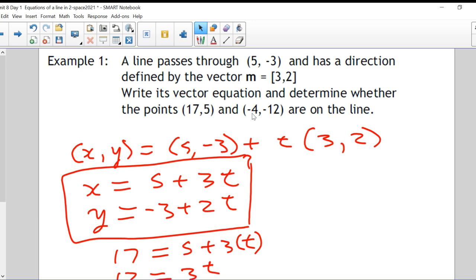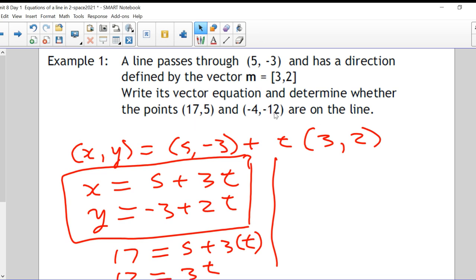What about the other point? What about the point (-4, 12)? Is that also on the line? Well, let's find out. By the way, I could have started off with the 5 first. I could have put the 5 into the y, got my corresponding t, which would still be 4, and plugged that 4 into the x parametric equation, and I would still generate the same value of 17 for x, just doing it the other way around.